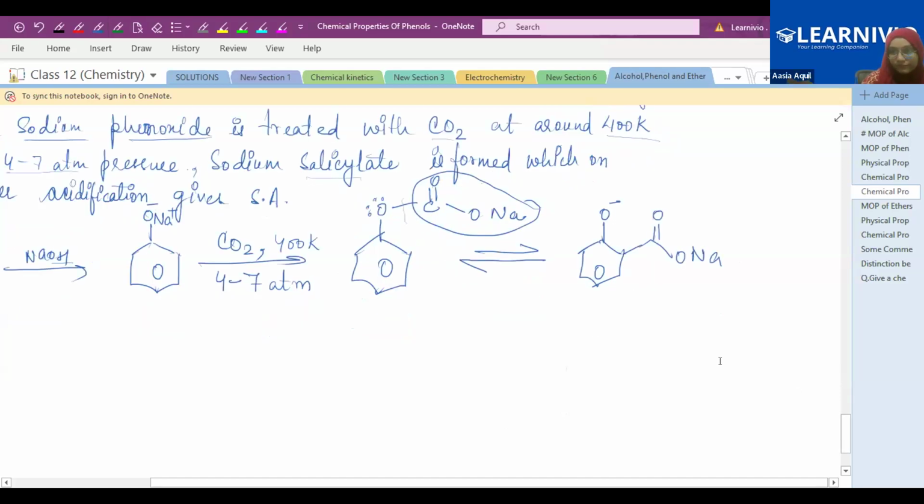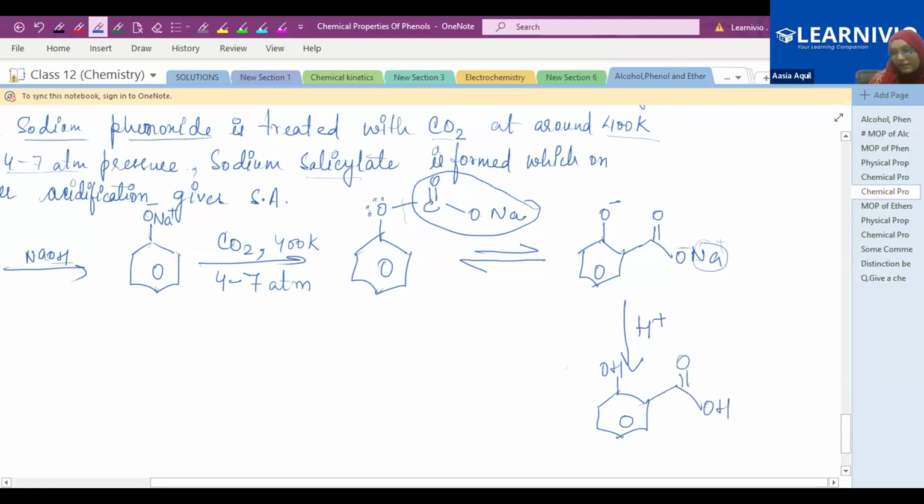Yes. Next step will be just the acidification. Just add H plus ion. If you add H plus ion, sodium will be removed. Here there is O minus, Na plus. This will be removed and H will come here and H will come here too, on both the oxygens. Here the hydrogen will attach and again here H will attach.